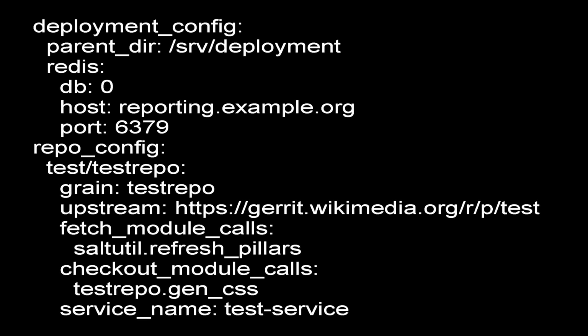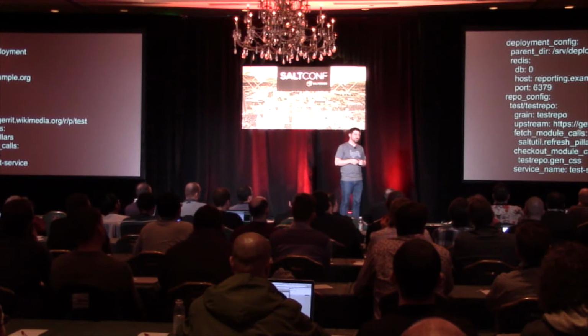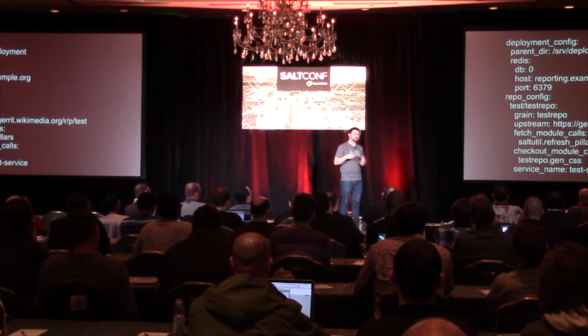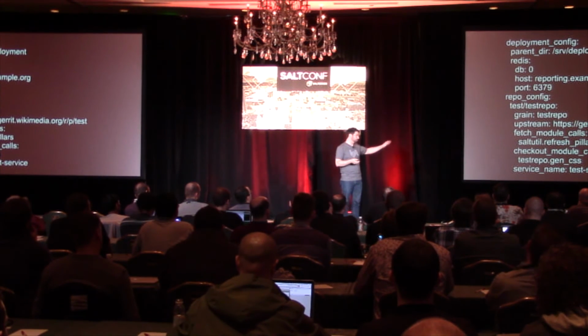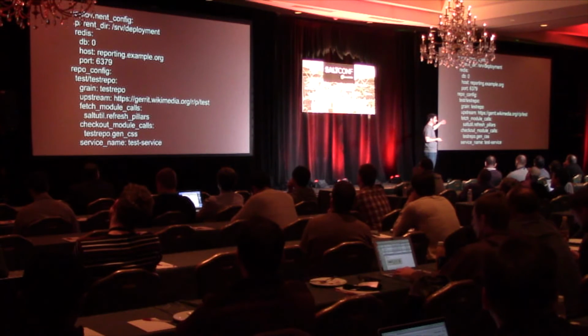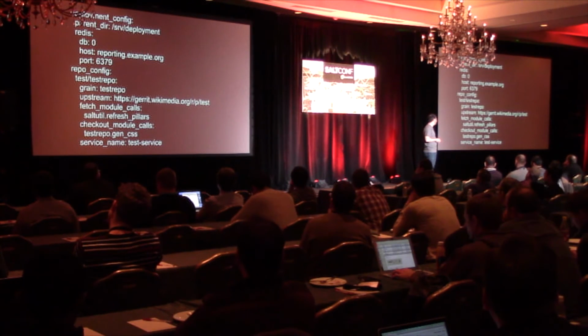And then there's also some hook points in the system itself during the fetch and checkout stages. In this example, at the end of the fetch stage, it's going to refresh its pillars using saltutil, so that in the checkout stage, we can use those pillars for some other reason. There's anything you can do here. You can pass in your own custom modules, you can pass in arguments to the modules and everything.